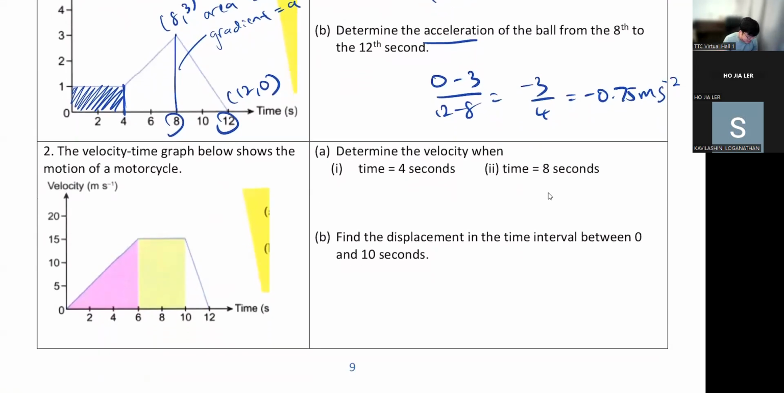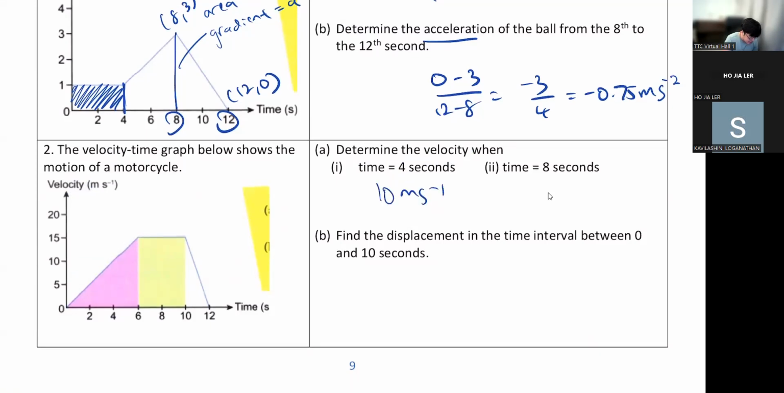Right? So number 2, the velocity time graph below shows the motion of a motorcycle. Determine the velocity when time is 4 seconds. Velocity, so there's no need for you to calculate here. So 4 seconds, what is my velocity? My velocity is 10. And then time, 8 seconds, velocity is 15.